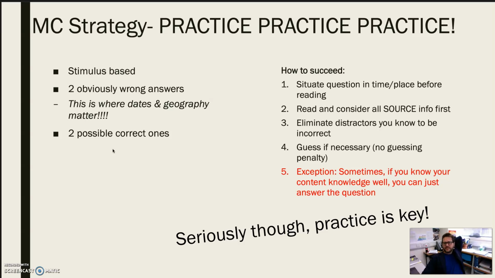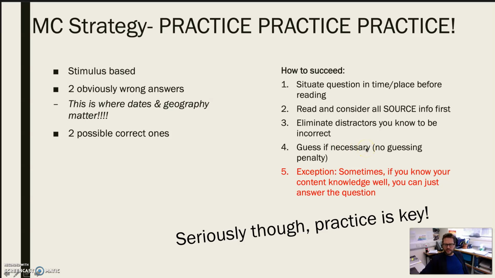So, how to succeed, right? When you first start, situate the question in time and place before reading. Dates and geography. You're going to look at the stimulus and say, okay, when was this written? What is the time frame they're talking about? Where is this actually taking place? So you have an idea of what they're actually asking about. Read and consider all source info first. Look over that source info down at the bottom to see where it's coming from and who wrote it. Then eliminate distractors you know to be incorrect, and then guess if necessary.